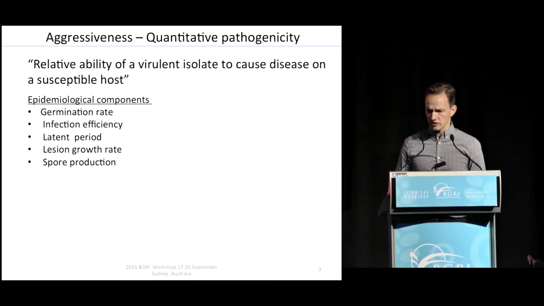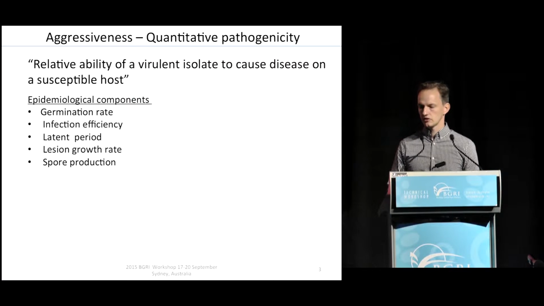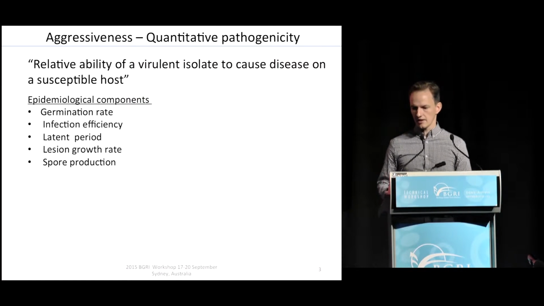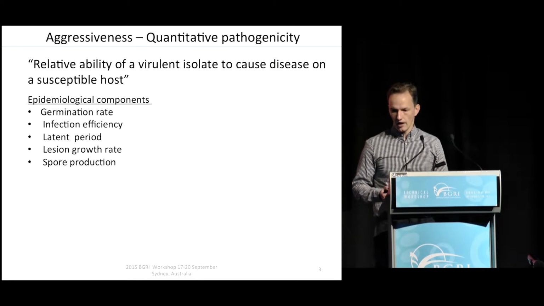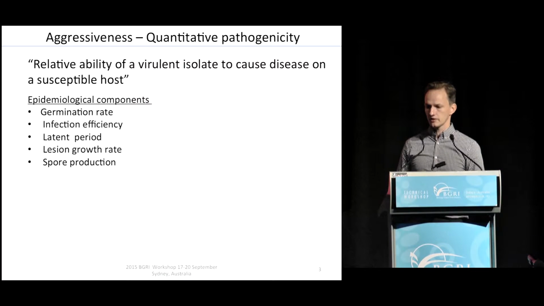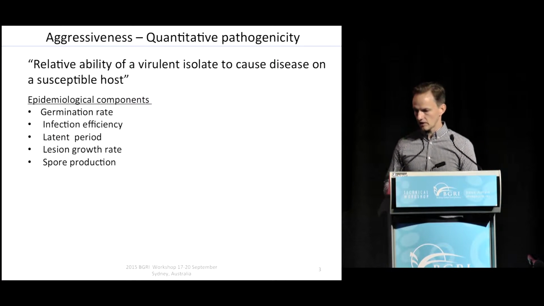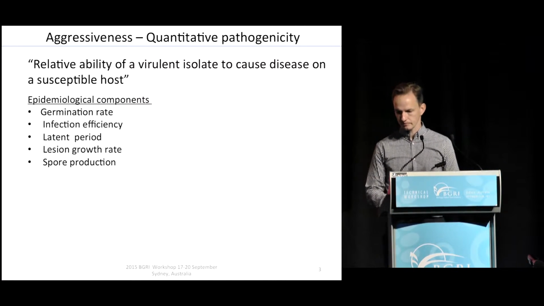Most often, pathogen aggressiveness has been assessed by looking at some epidemiological components like germination rate, infection efficiency, latent period, lesion growth rate, and spore production. And of course, all these components are quantitative characters. And as you can see in the headline, pathogen aggressiveness is also sometimes described as the quantitative part of pathogenicity as opposed to virulence, which is a more qualitative way of assessing the interaction with the host.